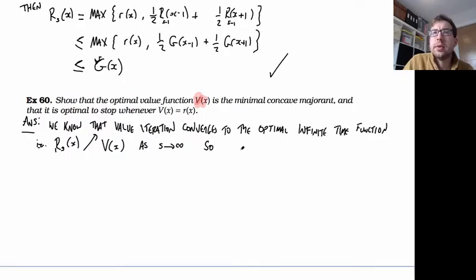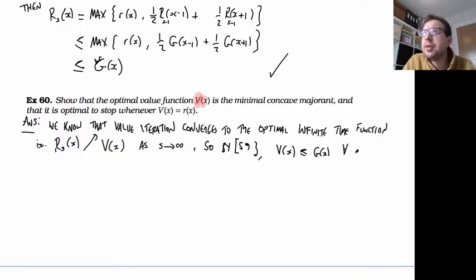So by the last exercise, exercise 59, v of x is less than g of x for all concave majorants. Okay, so we know that R of s is less than g of x for all g of x. We know this goes up to v of x. Okay, so this must imply that the optimal value function is less than g of x.